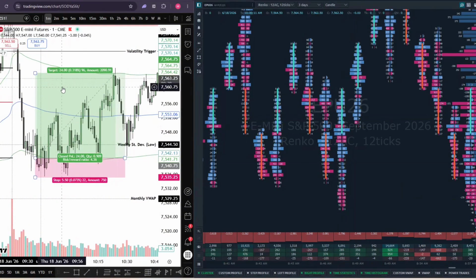So yeah, that's the trade of the day. And I didn't really use TPO today because there was no reason, but yeah, TPO also gave the same thing, to be honest. So that's it.